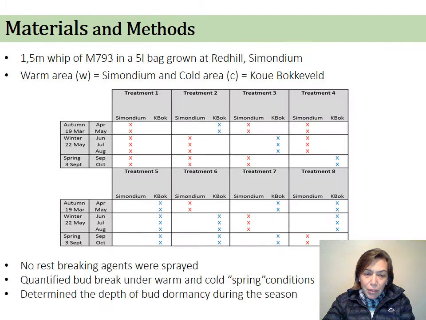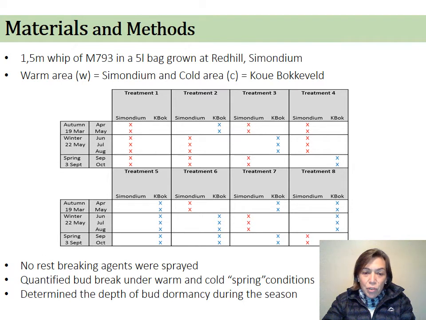How we went about this was we used 1.5 whips of 793 in 5-litre bags grown at Red Hill in Somandium. This was used as our warm area and is denoted with a W. Then we had a cold area, which was Bokkeveldskloof in the Bokkeveld, and we called that a C.